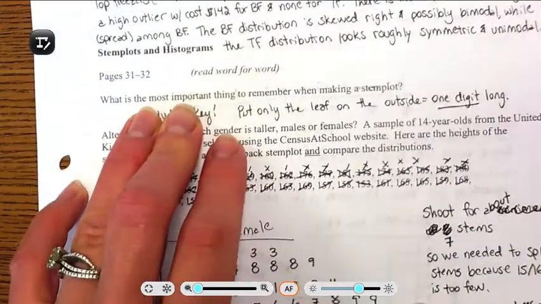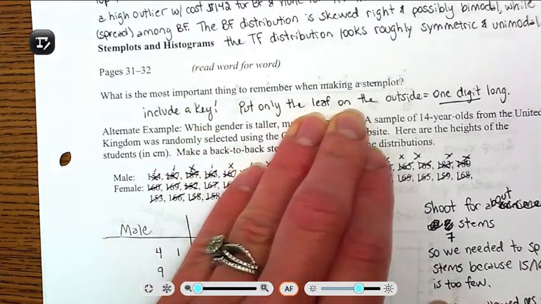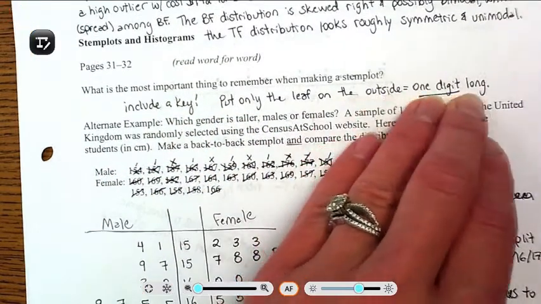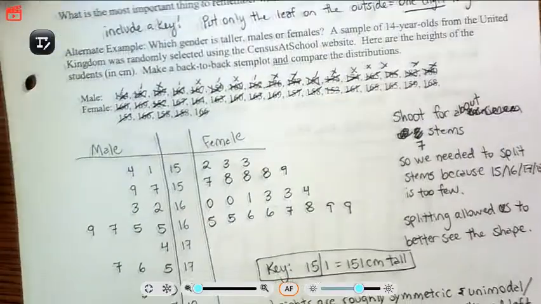What is the most important thing to remember when making a stem plot? Include a key. Put only the leaf on the outside, the one digit long. An alternate example: which gender is taller, males or females?